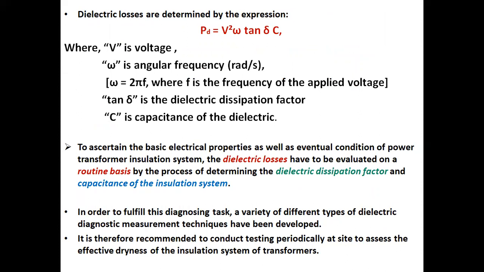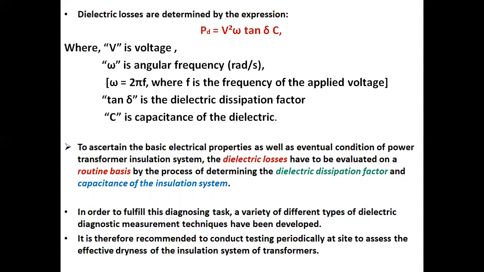Dielectric losses are determined by the expression PD equals V squared omega tan delta C, where V is the voltage, omega is the angular frequency in radians per second. Omega is equal to 2 pi f, where f is the frequency of the applied voltage. Tan delta is the dielectric dissipation factor. C is the capacitance of the dielectric.